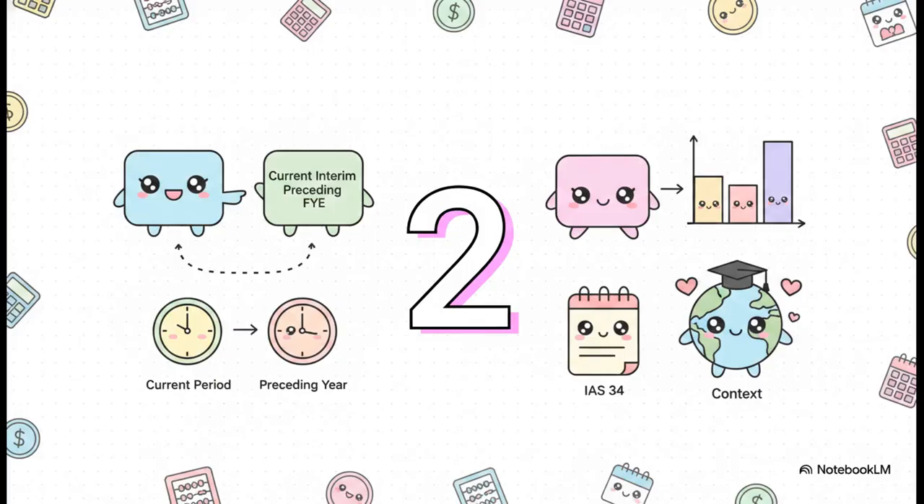Now, a massive detail to keep in mind here is the rule of two. You always need two comparative periods. For example, your current interim statement of financial position has to be compared directly to the immediately preceding financial year-end. And for your statement of profit or loss, you compare the current interim period to the comparable interim period of the preceding year. Without that context, the numbers are basically meaningless.